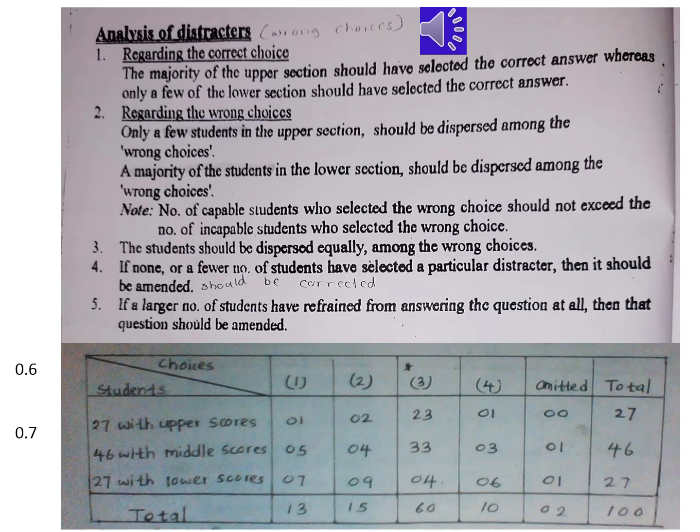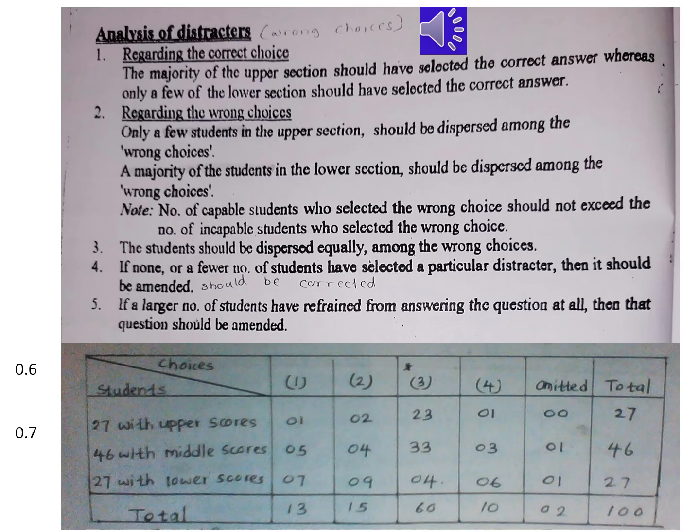Last one. If a larger number of students have refrained from answering the question at all, now go to the omitted section, only 2 students. Then the question should be amended. So only 2 students have not answered the question out of 100. So we don't have to amend the whole question. So in conclusion, this item is a good one.